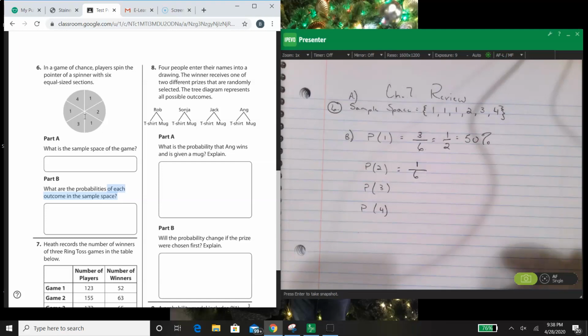And then from there, guys, we would just need to divide. We're going to divide 1 by 6, and that's going to give us a decimal, which we can convert into a percent.